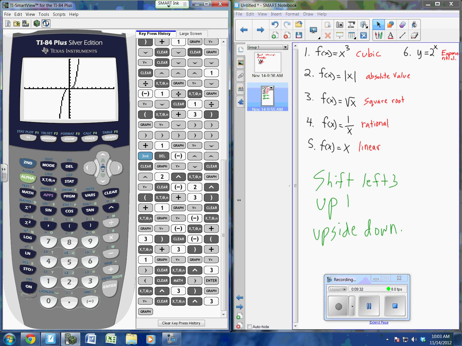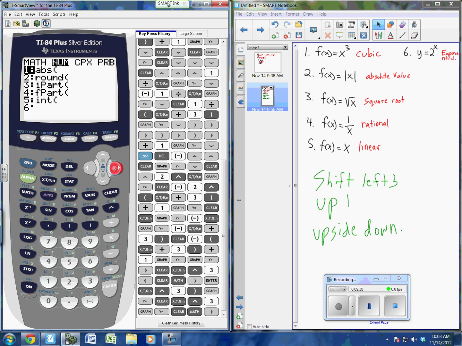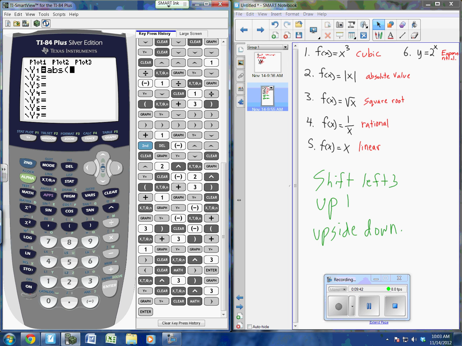An absolute value. How do you put an absolute value function in your calculator? You go to math, over to number 1, and you put in x, and you hit graph. And that is how you put an absolute value function in your calculator. Math, go over to number, which is for the right one, and the first one says absolute value. Okay? Next one.